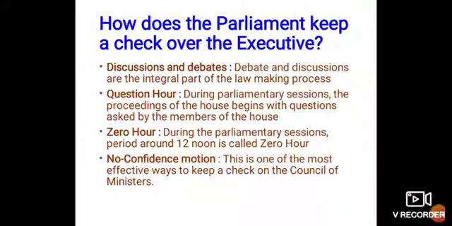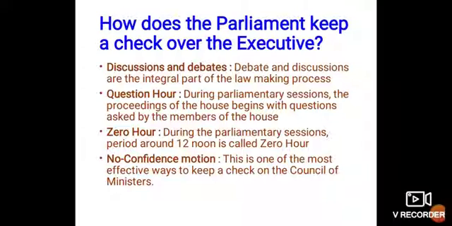The concerned ministers are supposed to give satisfactory answers to these questions. So the members who are asking the question to the specific department, the minister of that department should give a satisfactory answer to the parliament. He is not giving the answer only to the person who is asking the question, but to the whole parliament. So it should be satisfactory, and you can say it should be logical. Question hour is one of the most effective ways of keeping a check over the council of ministers.